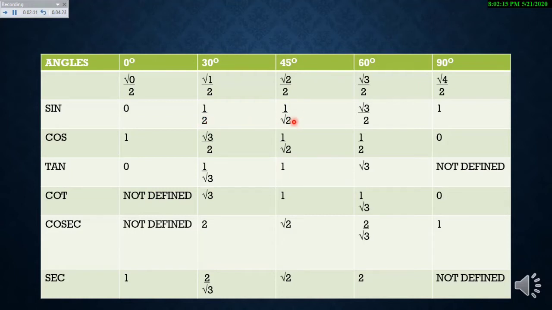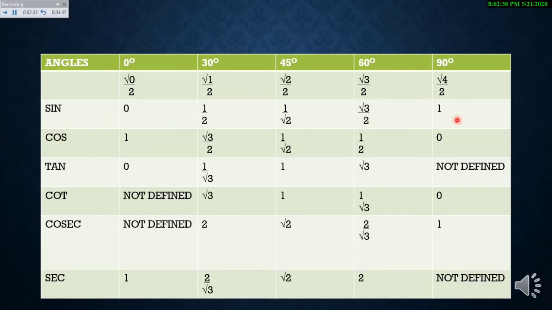So sine 45 is 1 by root 2 and cos 45 is 1 by root 2. So what will be the tan? 1. The value of tan 45 is 1. Sine 60 is root 3 by 2. Cos 60 is 1 by 2. What will be the value of tan 60? Root 3, as this 2 and this 2 get cancelled, right?